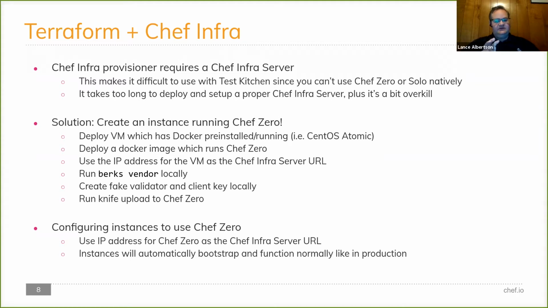And then how I deal with the cookbooks is I run Berks vendor locally and I put it in a directory. I create the fake validator keys and client keys, and then I just upload it up there. And then everything after that works just normally. You use the Chef provisioner, point it to the Chef Zero instance, and it will automatically bootstrap and everything will work.